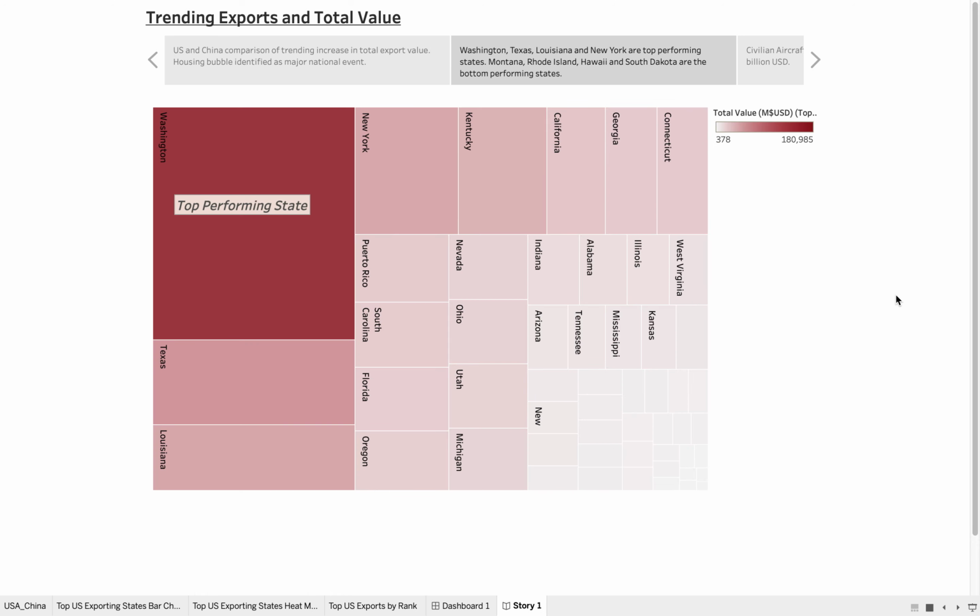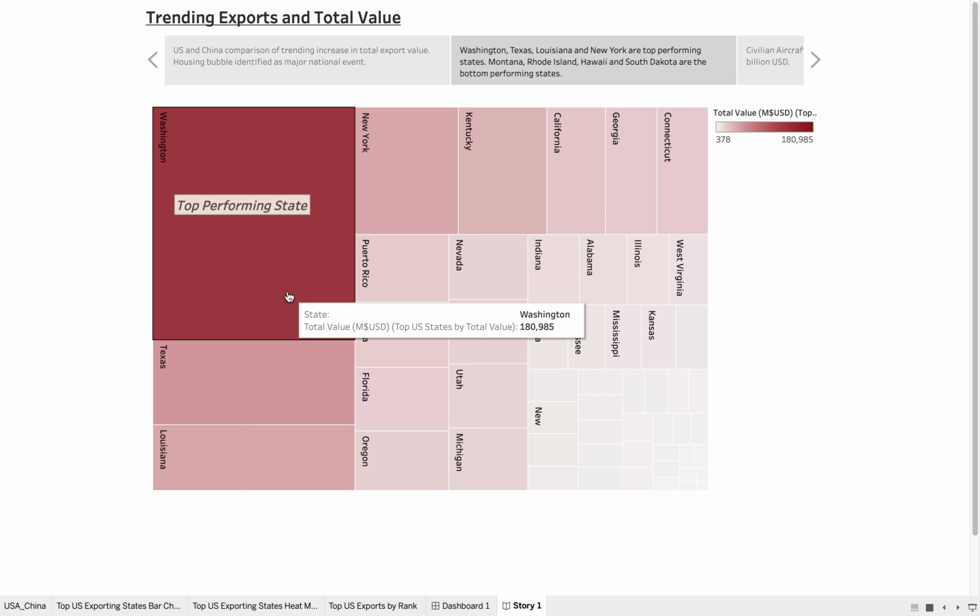Moving to my next chart, I worked to develop a heat map looking at all of the states within the U.S. Out of those states, the top performers were Washington, Texas, and Louisiana, with New York and Kentucky not being far behind. When you hover over the state, you can see that Washington was close to 180,985. Those dollars are in millions, so total export value of Washington was close to 181 billion.